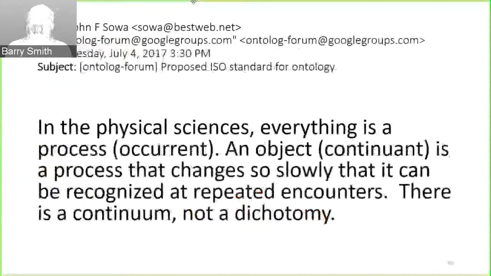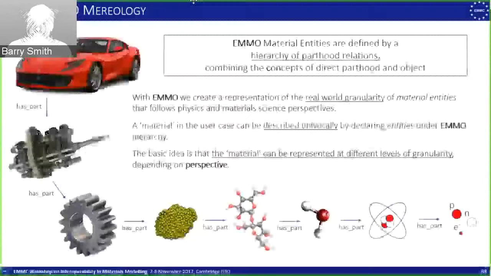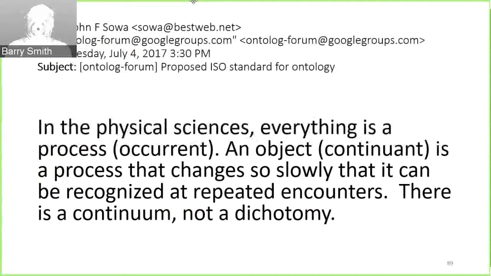John says, in the physical sciences, everything is a process. Now, I think that John here is making the fallacy of gray. So there is a continuous set of transitions between black and white. Therefore, black does not exist, and white does not exist.